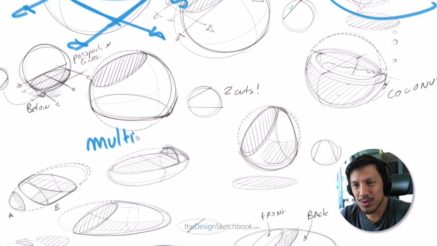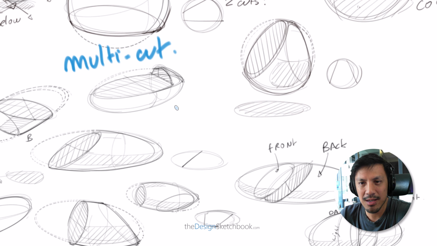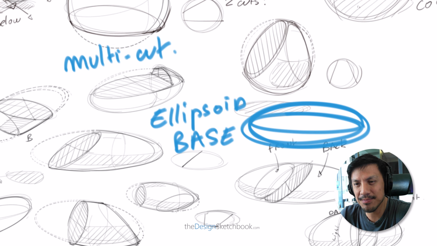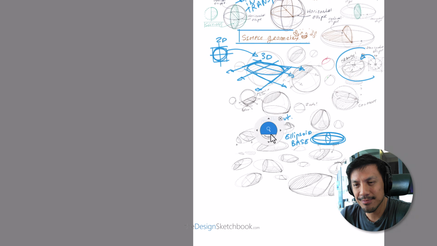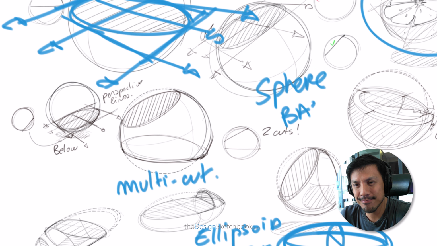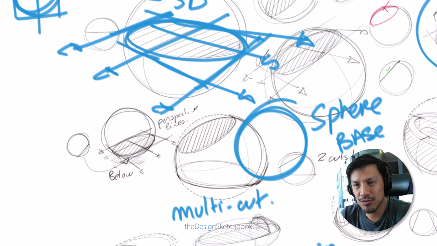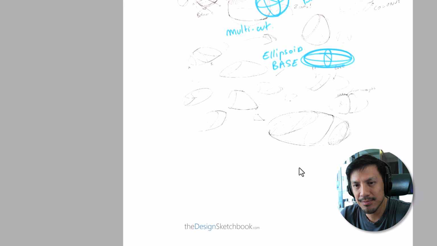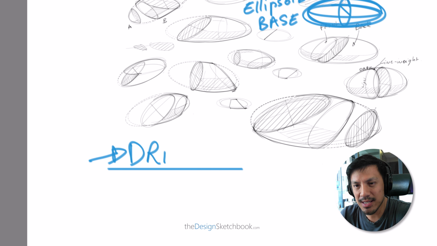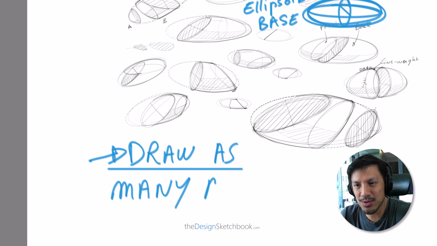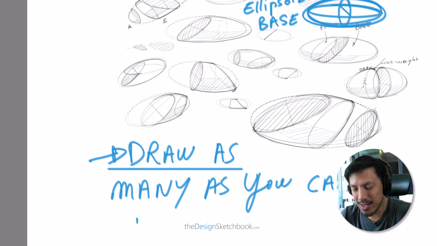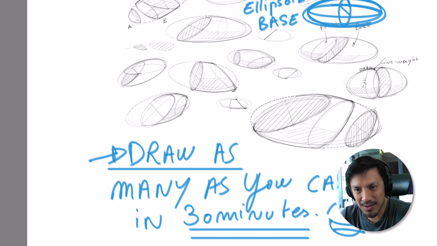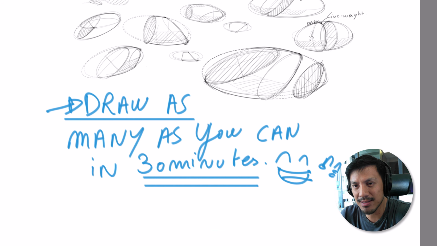So we can try also some multi-cut also. Can draw an ellipsoid base as well as a sphere. The same rule applies. Try with different angles. Okay, so this is how you can draw as many as you can just by learning the right techniques. I invite you to practice for 30 minutes. All right, see you.